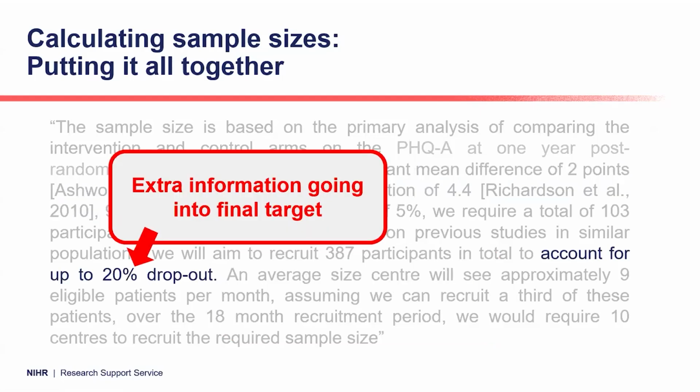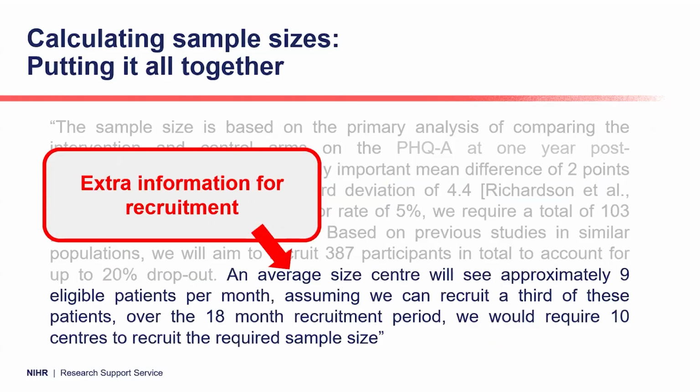And of course, don't forget to mention any other considerations you had for your final sample size. For example, here we are accounting for up to 20% dropout. Finally, you need to show that you're aware of realistic expectations for the recruitment of patients into your study in terms of its rates, length of time, and number of sites, which would allow you to meet the total sample size target. In our case study, for example, you expect 9 eligible patients per month over the total of 18 months over 10 sites. And this was also discussed this morning.